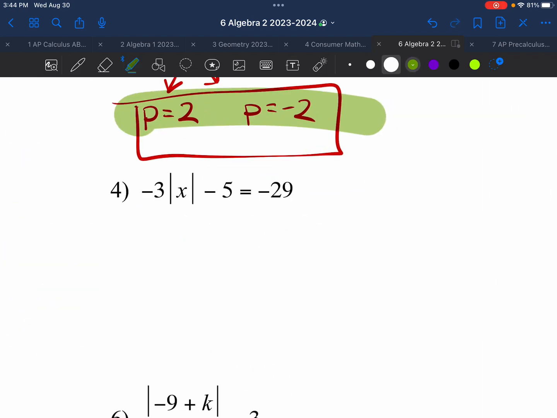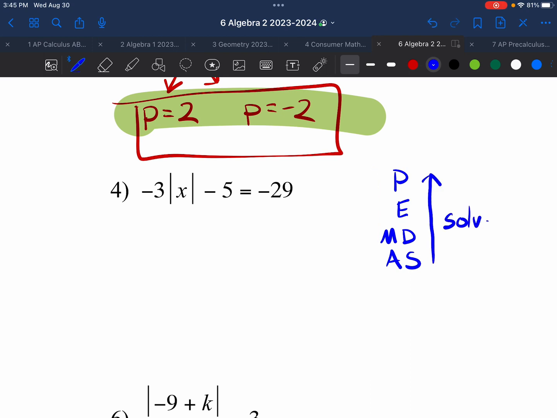All right, number 4, I need to isolate the absolute value, so I need to get rid of the negative 3 and the negative 5. Remember, the way that we undo things is with PEMDAS. Please excuse my dear Aunt Sally. Whenever we simplify, we go from the top to the bottom. But we're not simplifying now, we're solving. Solving, we go from the bottom to the top. That's how we solve. We undo PEMDAS.